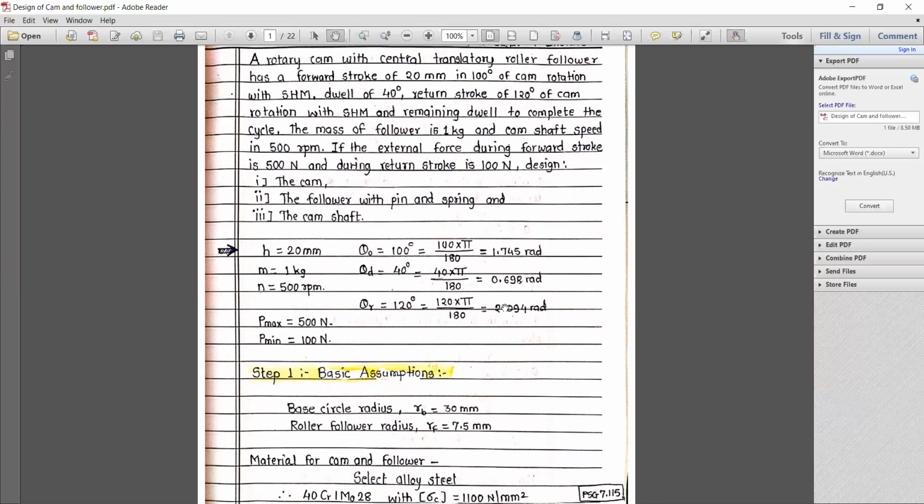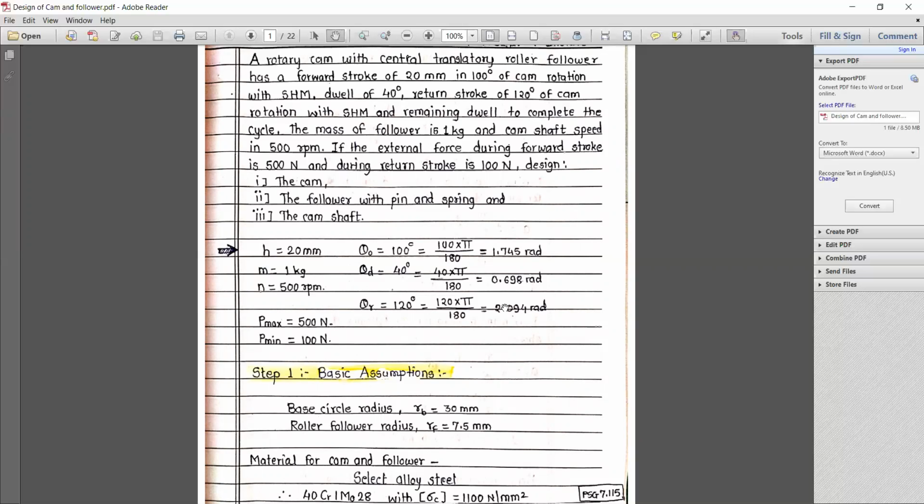Stroke, which is given as 20 mm, is denoted by small h. Theta 0 is the cam rotation at the initial stage, that is 100 degrees. Also we can denote it with theta 0, that is the outward stroke, and next theta d, that is a dwell of 40 degrees, which is given, and theta r, that is the return stroke. So first we have considered an outward stroke, then dwell, then return stroke.